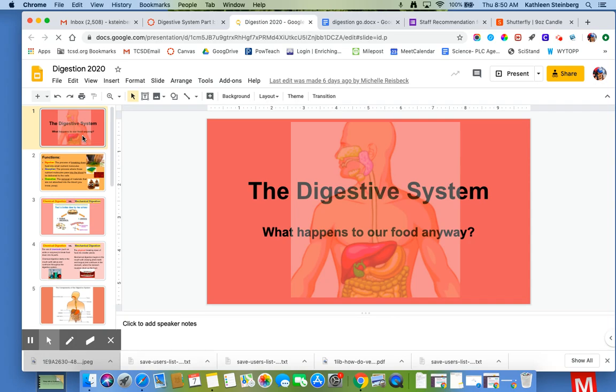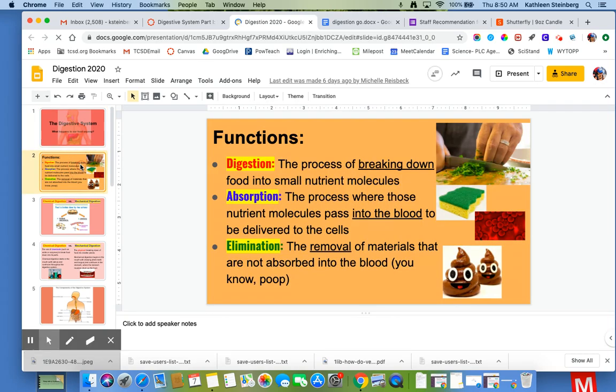Okay, so digestive system, what happens to our food? The functions of the digestive system are to digest or break down food into smaller pieces. Okay, so kind of like chopping it up. Absorption, that's where the nutrients enter like a sponge, water entering a sponge. It gets absorbed into the bloodstream. Elimination, any of the material that you ingest that cannot be used by your body gets removed as waste, like poop.